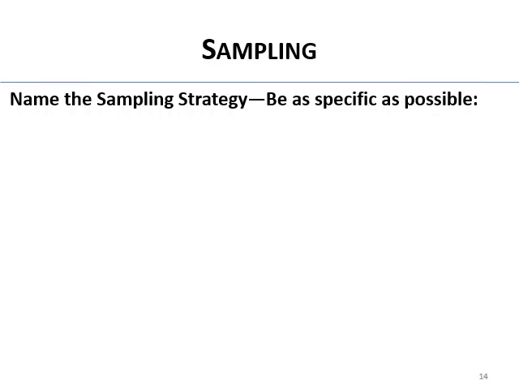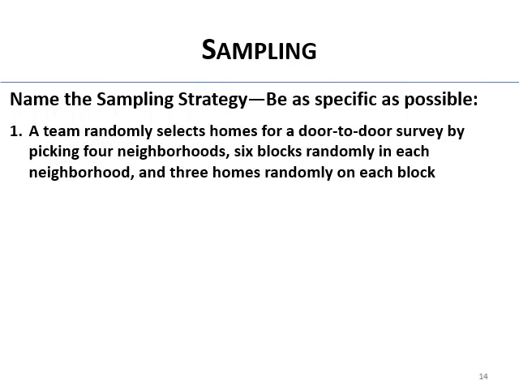So let's try to apply this. Name the sampling strategy. Be as specific as possible. A team randomly selects homes for a door-to-door survey by picking 4 neighborhoods, 6 blocks randomly in each neighborhood, and 3 homes randomly on each block. So you've got multiple stages, and they're doing it randomly. What's that called? Multi-stage random sampling.